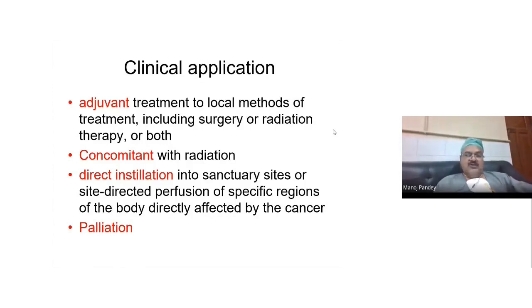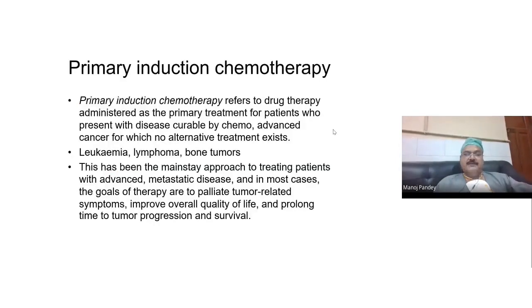There is a concomitant chemoradiation, given concomitantly with radiation. This is used to maximize the result of radiation therapy. The chemotherapy is given along with the radiation. A new use that is now picking up is direct instillation into cavities, like peritoneal irrigations, IPAC, which is coming into play, and then palliation. When nothing else can be done, you can give some sort of chemotherapy to the patient.